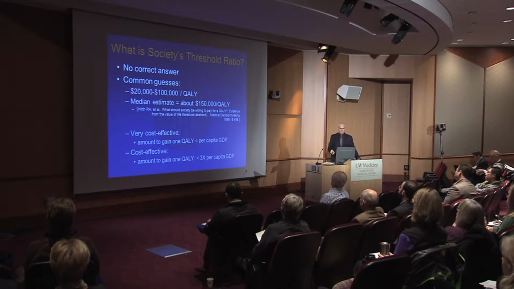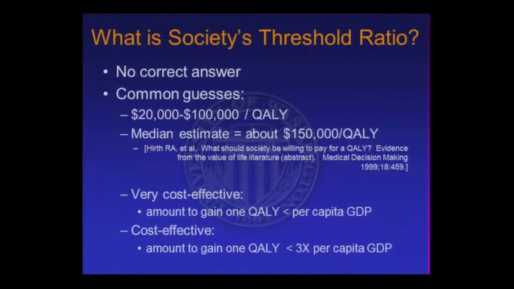So what is our society's threshold ratio? I mean, these are the things that people are looking at. How much are we willing to pay for a certain incremental increase in quality of life, or number of years at a certain quality of life? And we don't really know, but it looks like the range is somewhere between the 20 and 100,000 range. Okay, and in general, it's something that tends to be considered cost effective if the amount spent to gain one QALY is less than 3 times per capita GDP, very cost effective is less than a single per capita GDP.